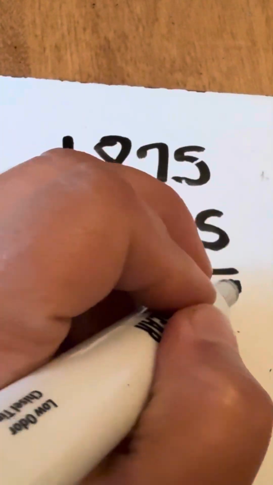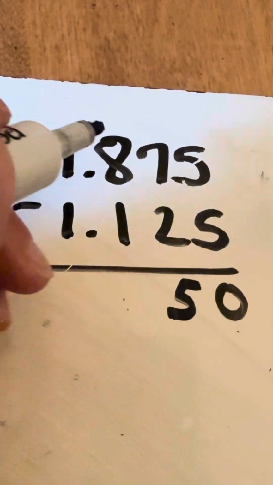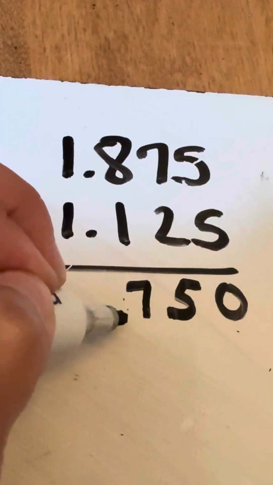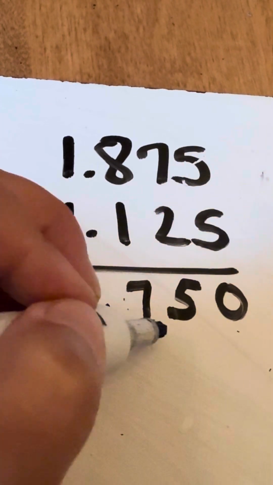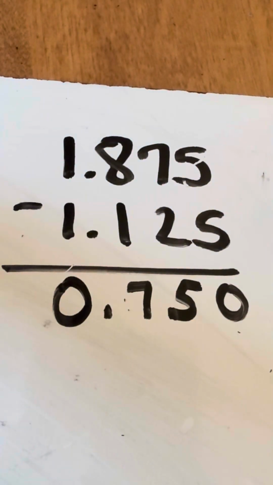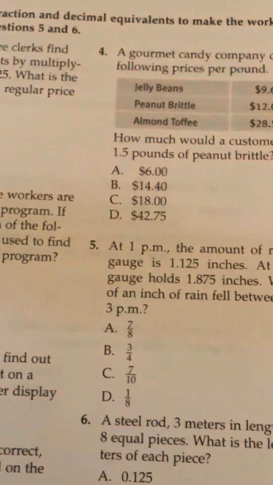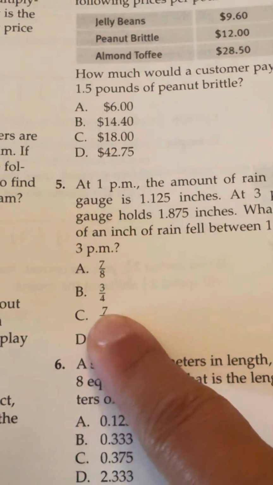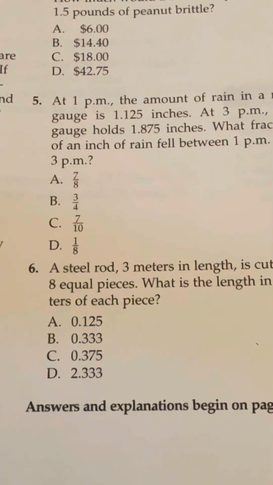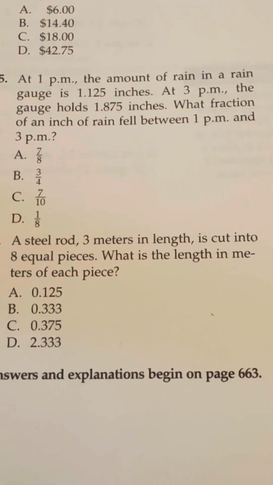5 minus 5 is 0. 7 minus 2 would be 5. 8 minus 1 is 7. Decimal right here, and then 1 minus 1 is 0. So 0.75 is our decimal, and that's the same equivalency as 3/4 of an inch. So when I look at my choices here, I can see that 3/4 of an inch is right here at choice B.